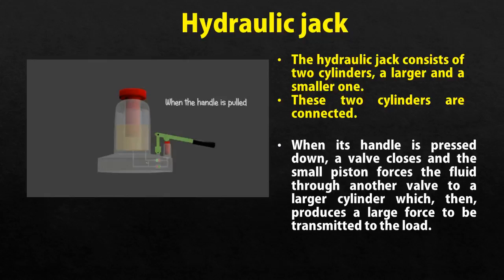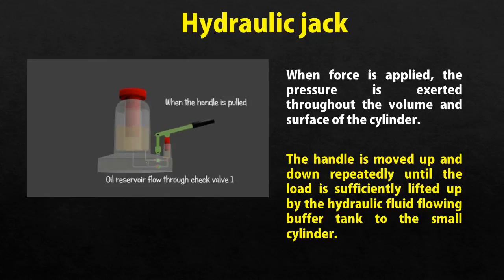The hydraulic jack consists of two cylinders, a larger and a smaller one. These two cylinders are connected. When its handle is pressed down, a valve closes and a small piston forces the fluid through another valve to a larger cylinder, which then produces a large force to be transmitted to the load.